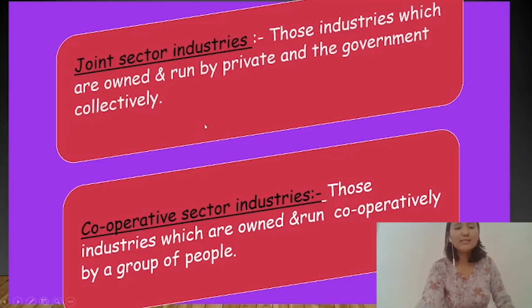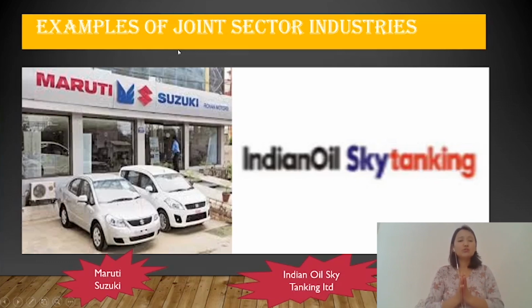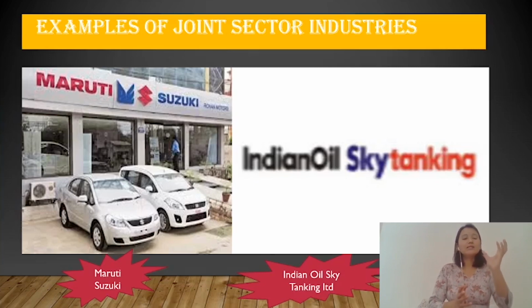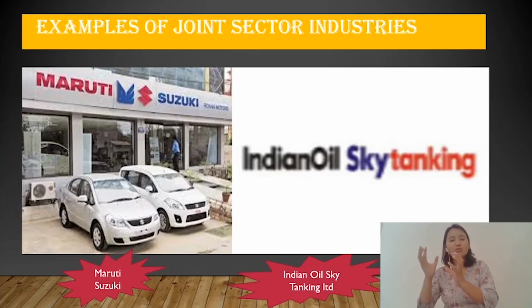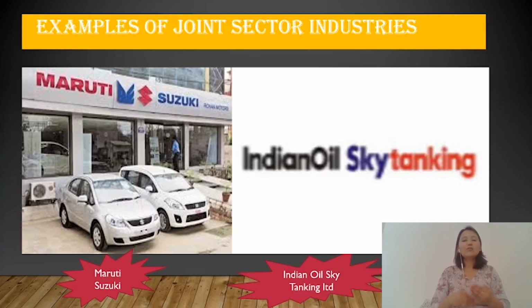An example of joint sector industry in India is Maruti Suzuki. Maruti Suzuki is a company which is run by the Indian government and a company from Japan. Before Maruti Suzuki came into being, there was a company called Maruti Udyog Company. This Maruti Udyog Company was started by the Indian government and later the Indian government merged it with a company from Japan called Suzuki. Now these two companies have joined together and it is called Maruti Suzuki.